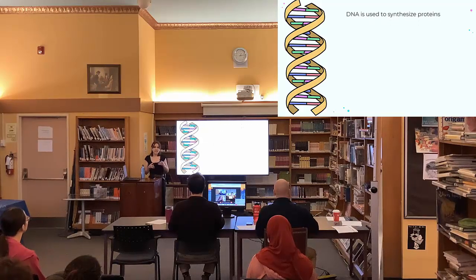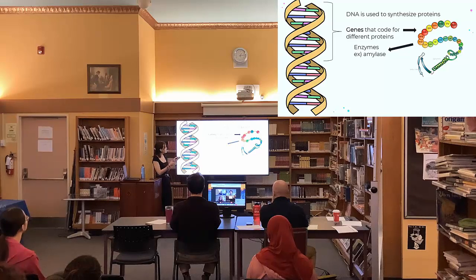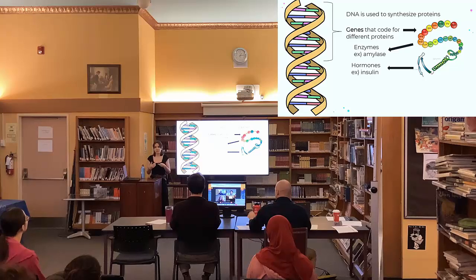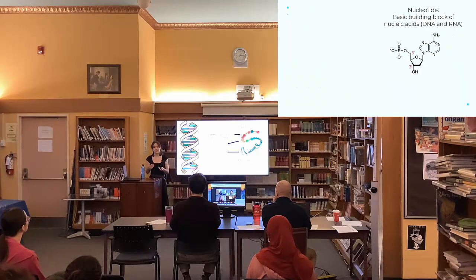So we know that DNA is used to synthesize proteins. DNA is then further organized into different genes that code for different proteins, such as enzymes like amylase in our saliva, or hormones like insulin in our blood to lower our glucose levels. Proteins are synthesized from DNA in two different steps, known as transcription and then translation.